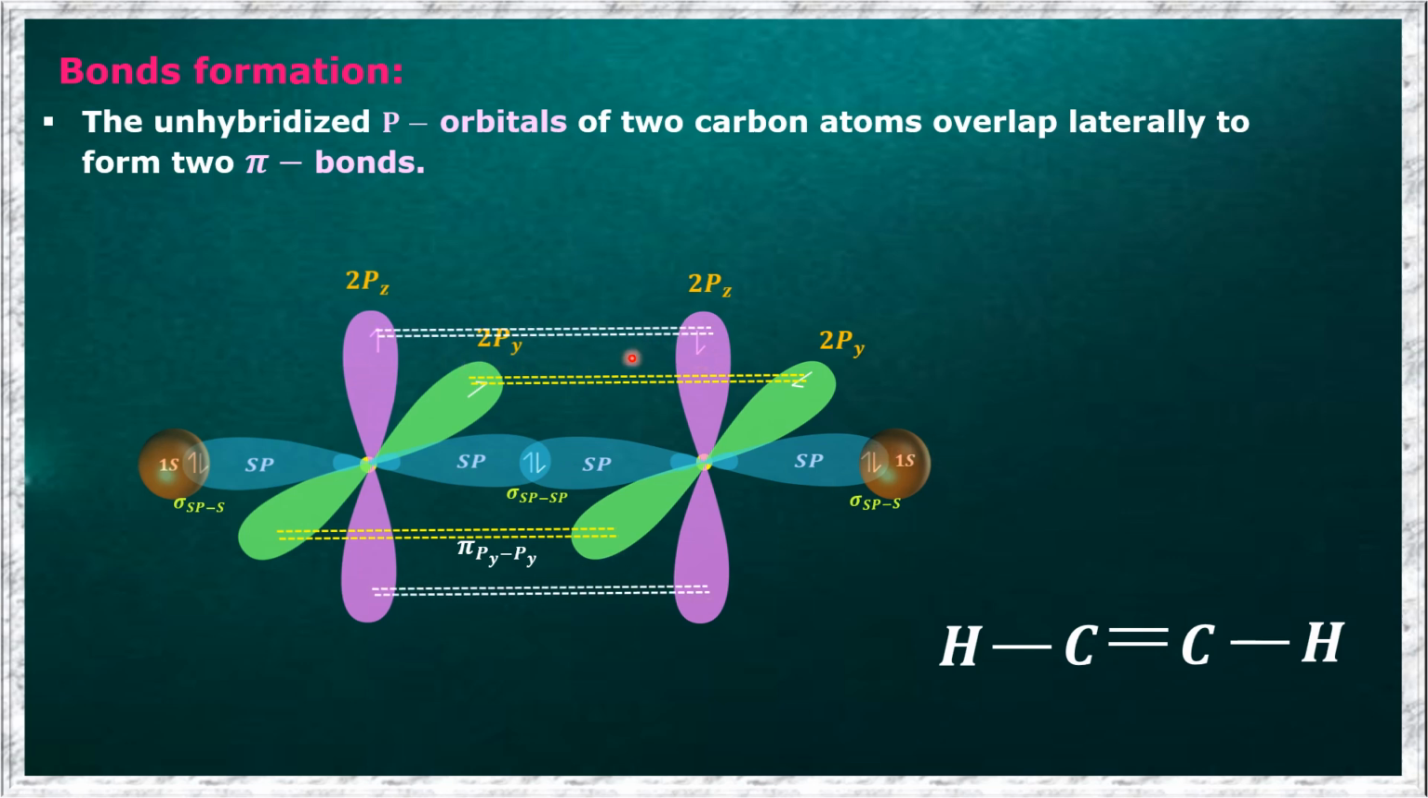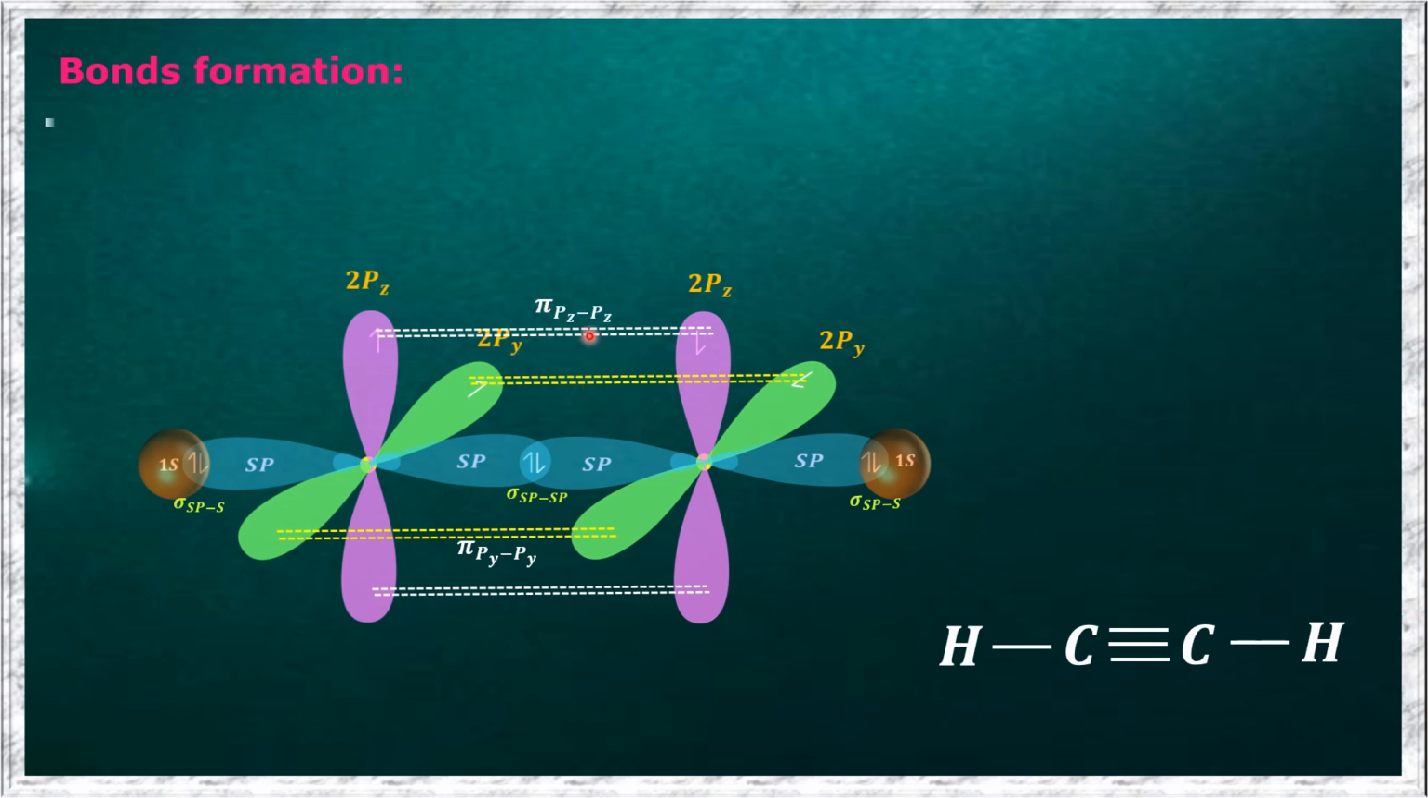and these two 2pz unhybridized orbitals will overlap sideways, that is laterally, to form one more pi bond between the two carbon atoms like this. Okay, so like this, the C2H2 molecule will be formed, pi pz pz.